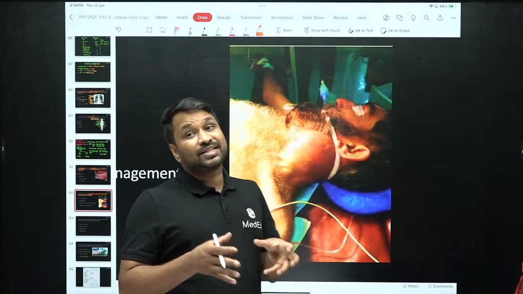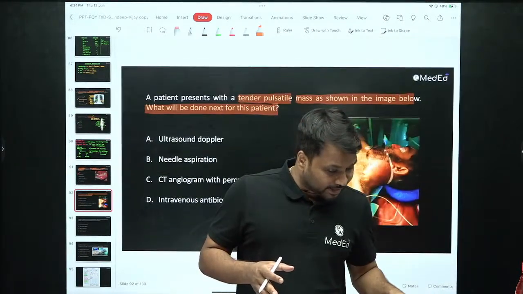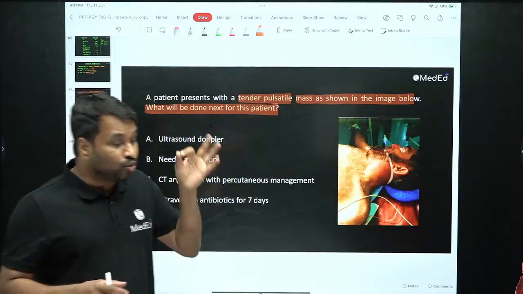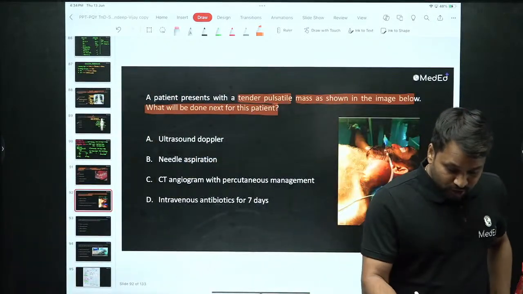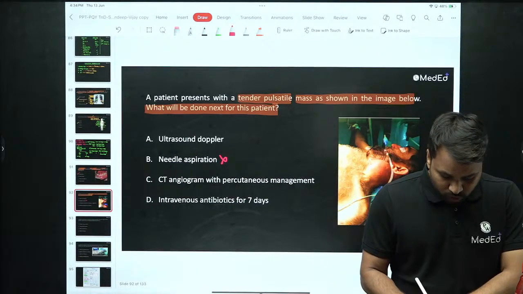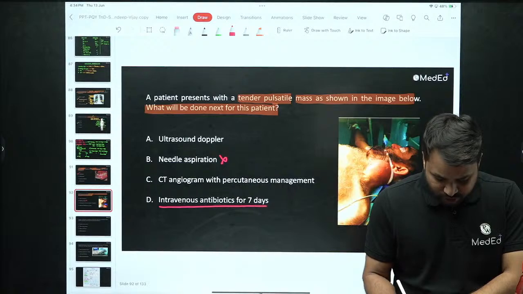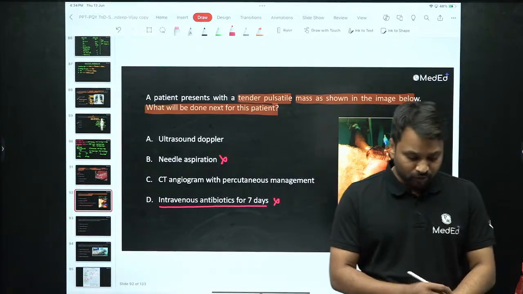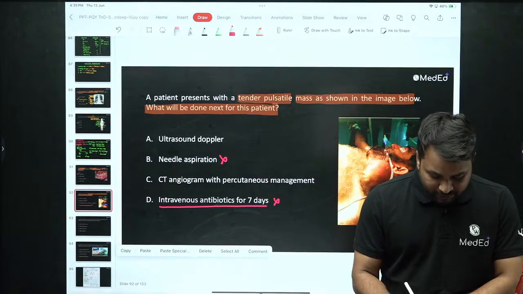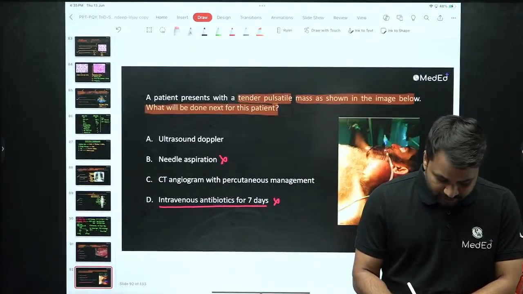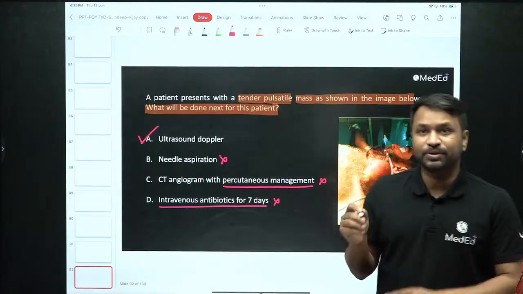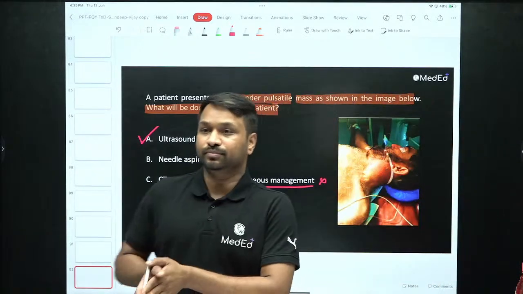But if it is a pulsatile mass, as it says clearly that it is a pulsatile mass, you're thinking about vascular. And when I think about vascular masses, you are not going to insert a needle. So the first thing I'm going to rule out, needle aspiration goes out. So there's no evidence of any infections, so no need for any intravenous antibiotics, right? CT angio with percutaneous, I'll never do a percutaneous management.